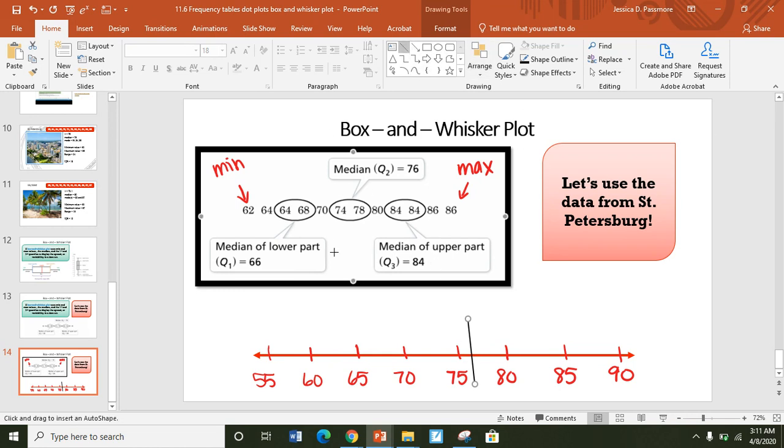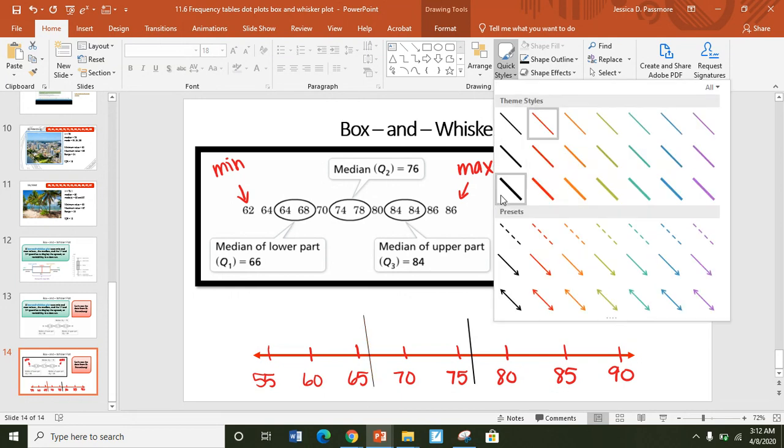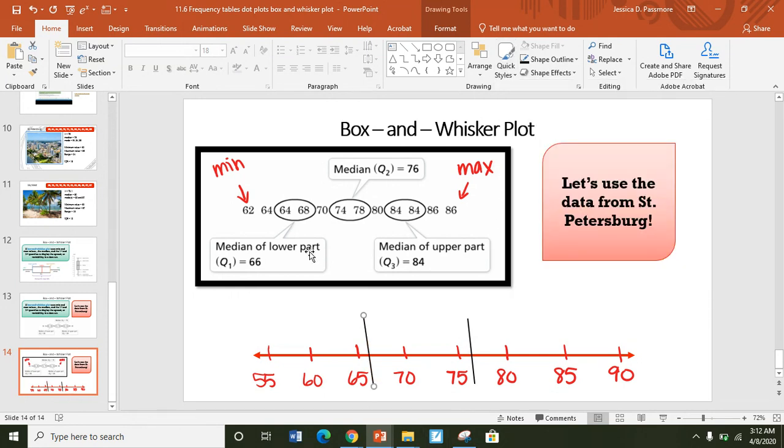Then I'm going to repeat the process and make a vertical line where Q1 is. We found that value to be 66, which is going to be somewhere right down here, 66. Let me also make that a bold black line. And you guessed it, we're also going to mark a vertical line at Q3, the median of the upper part of our data set. So that number is 84. So 84 is going to be slightly below 85. I'm going to make that one nice and bold.